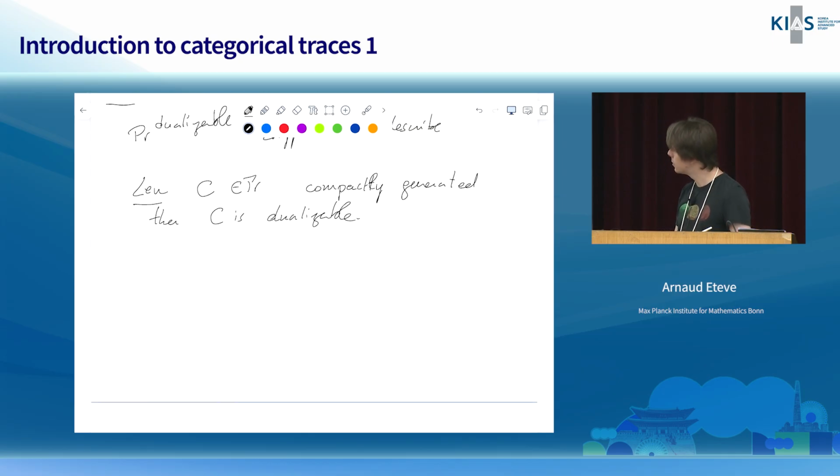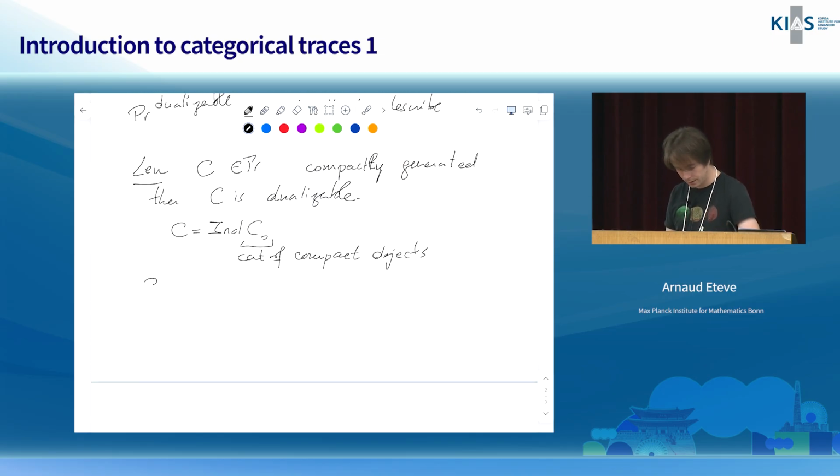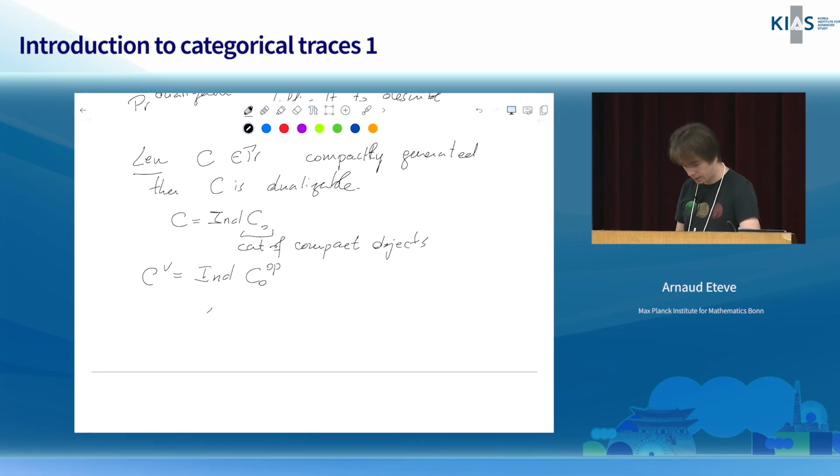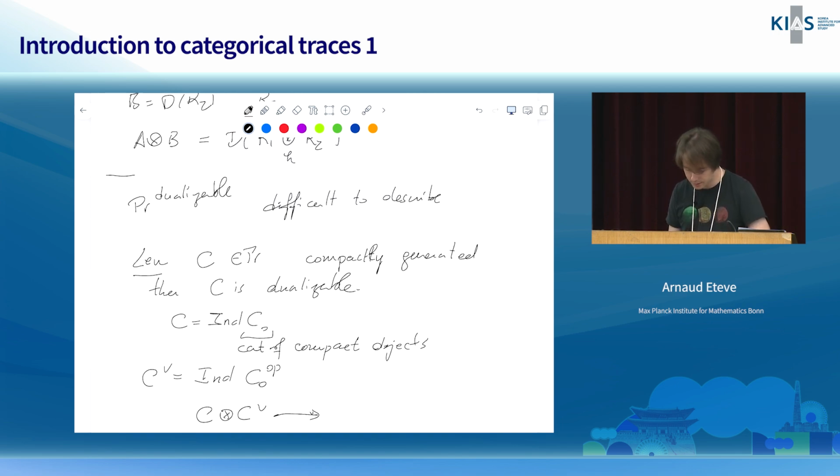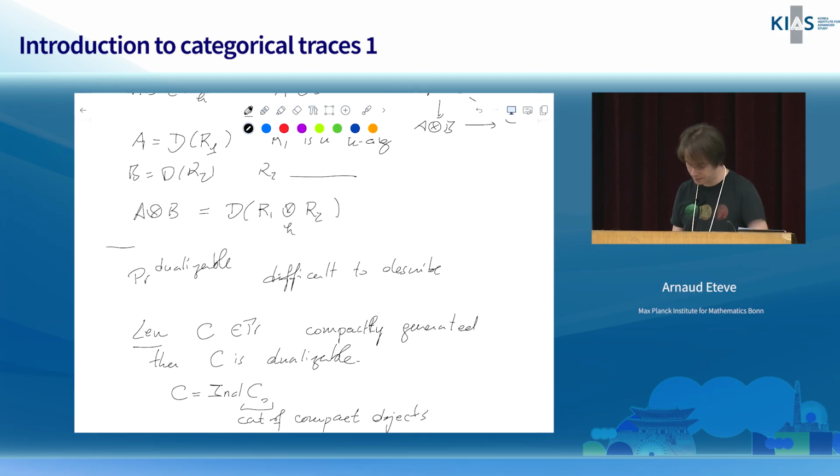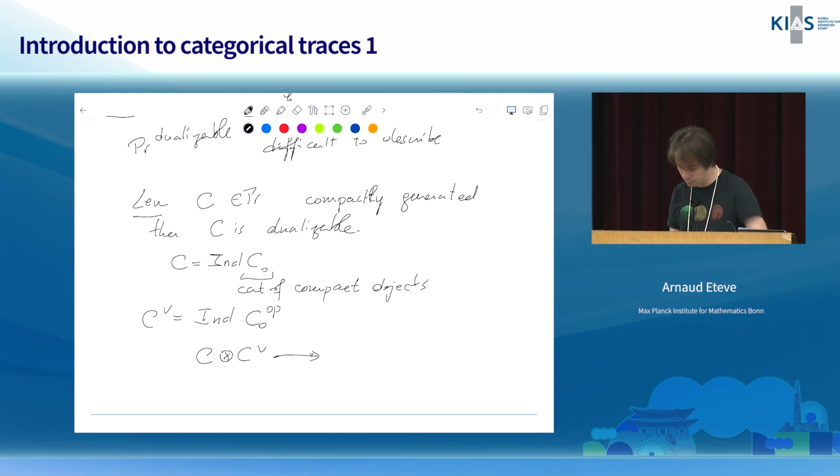You can describe the dual as well. If you write C to be Ind of its category of compact objects, then you can describe C dual as the Ind-completion of the opposite category of compact objects. And so I can tell you what the evaluation morphism is. Sorry, I should say that I have not told you what the monoidal unit is.